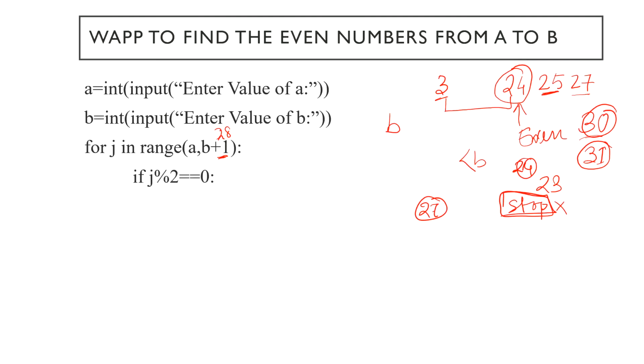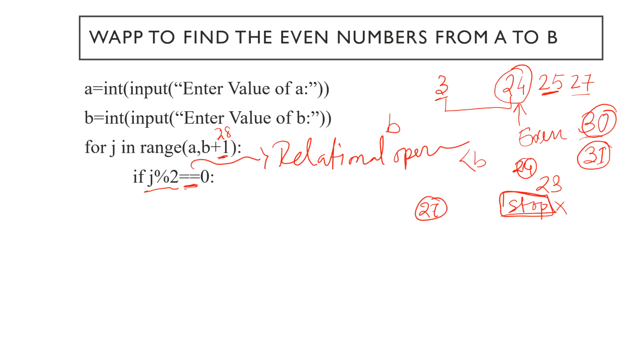Next, what we need to do, we need to check the condition. I need to check j mod 2 is equals to 0 or not. Here you see this double equals, this is a relational operator.